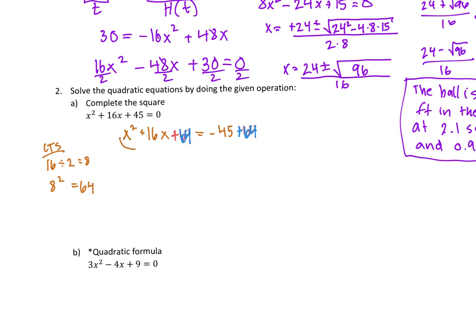Okay, once we have that value that we can add to both sides of the equation, we will want to factor, and factoring is easy. It's the value after you divided by 2. So we're going to factor into the binomial, and then we are going to go negative 45 plus 64 would be 19.